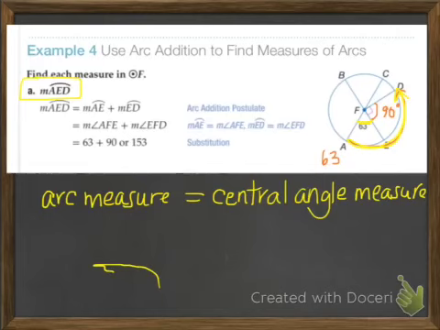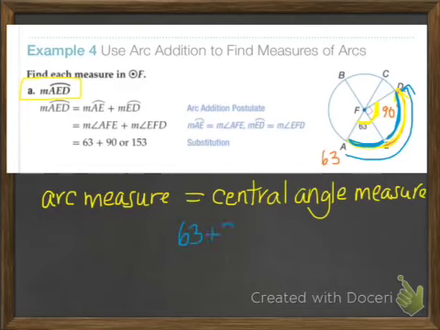Let me fix that. This angle right here is 90 degrees. So that means, let me change colors here, that this arc is 63 and this arc is 90. So to find the measure of the entire arc, I'm just going to take 63 plus 90. So that equals 153 degrees. So keep that in mind.